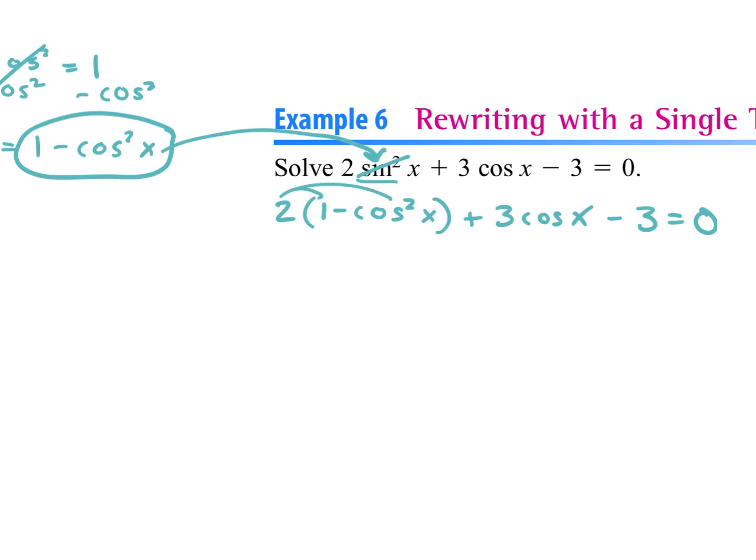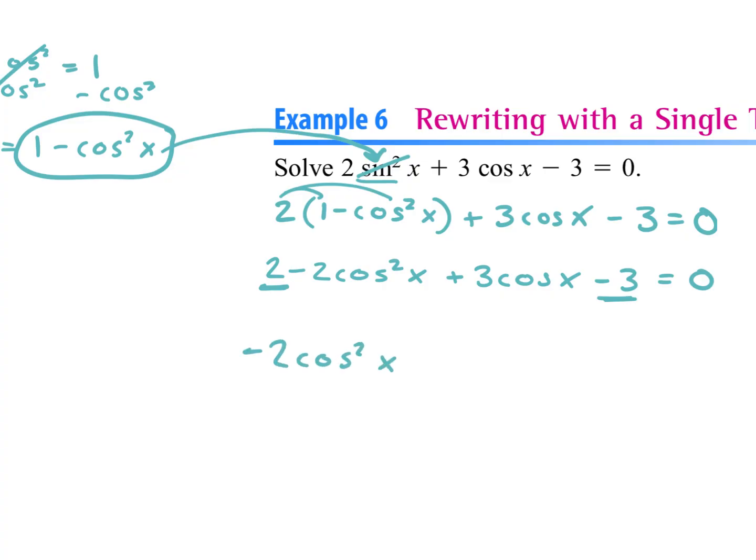Distribute the 2. So 2 minus 2 cosine squared x plus 3 cosine x minus 3. We can combine our like terms. So 2 minus 3 would be negative 1. So negative 2 cosine squared x plus 3 cosine x minus 1 equals 0. What could we do next?